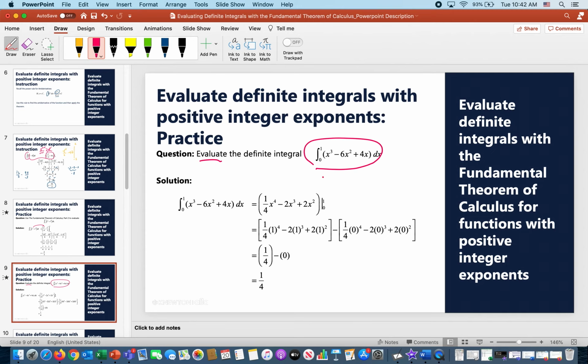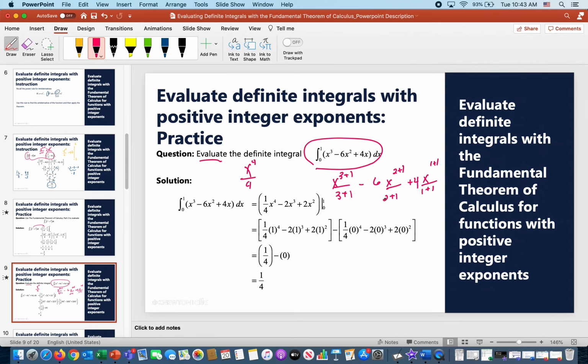Normally, when we say evaluate in math, we want the answer to be a particular number, and so in this case, when I evaluate, I'm going to take the antiderivative of x to the third, right? So I'm adding 1 and putting that on the bottom. Minus 6, right? 2 plus 1, and I put that on the bottom. Plus 4x to the 1 plus 1, and I put that on the bottom. Okay, so this is where we're getting x to the fourth over 4, right? So instead of saying x to the fourth over 4, we have in the PowerPoint 1/4 x to the 4.